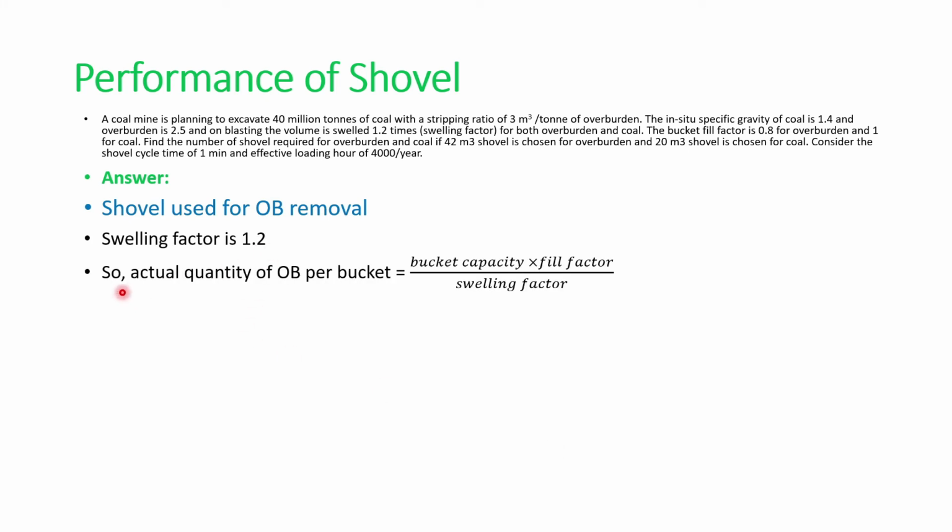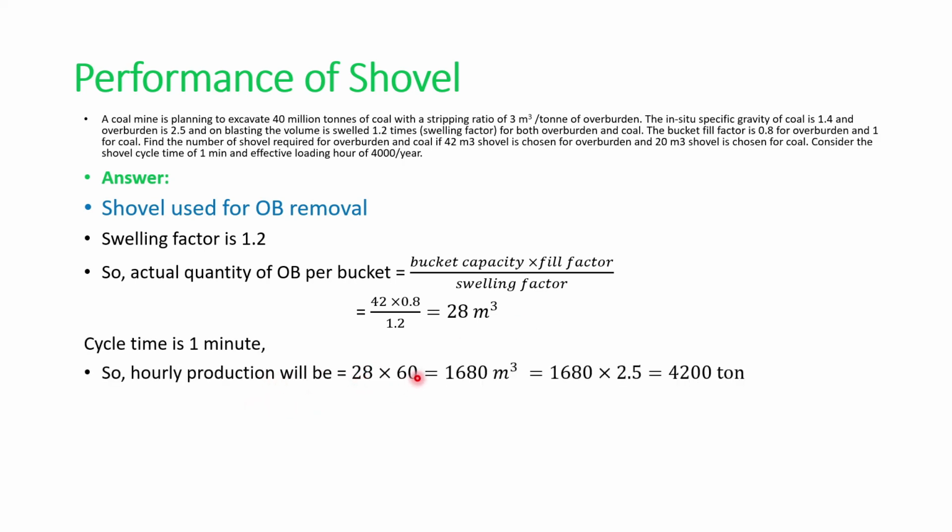Now the swelling factor is given. So the actual quantity of OB per bucket equals bucket capacity into fill factor divided by the swelling factor, equal to 28 meter cube. The actual quantity of OB that the shovel can take in its bucket is 28 meter cube. Cycle time is given 1 minute. So the hourly production will be multiplied by 60, that will be 1680 meter cube. And the yearly production from one shovel, effective hours per year is given, so we are multiplying by 4000. That will be this much amount of meter cube. This is the yearly production per shovel.